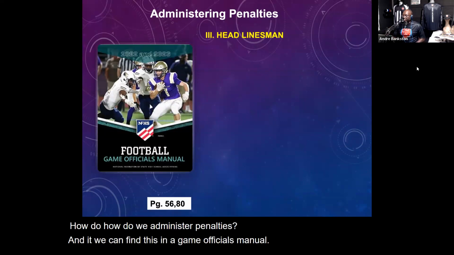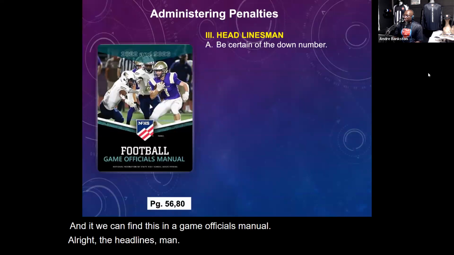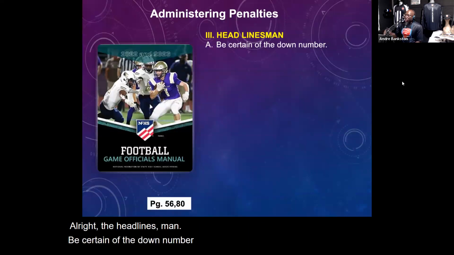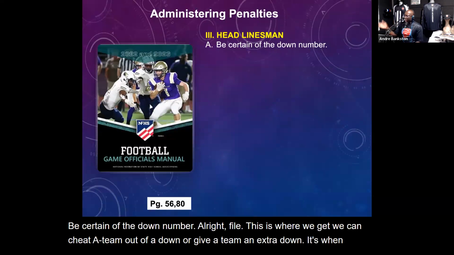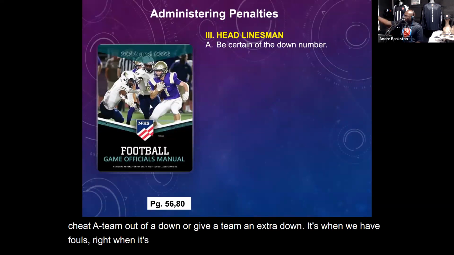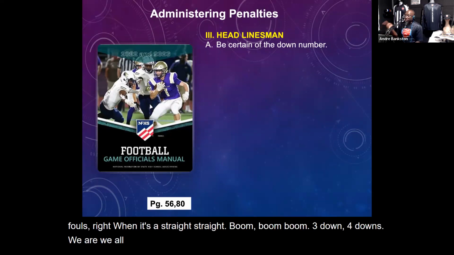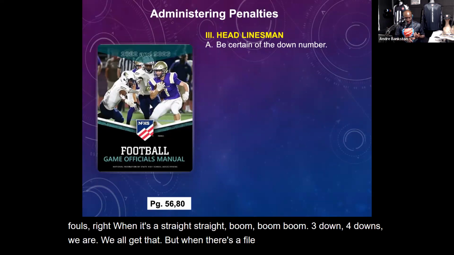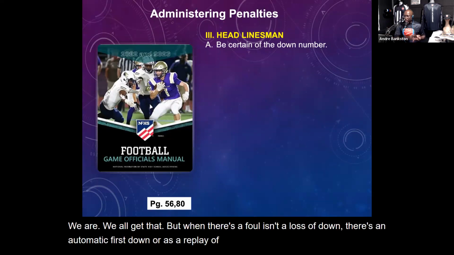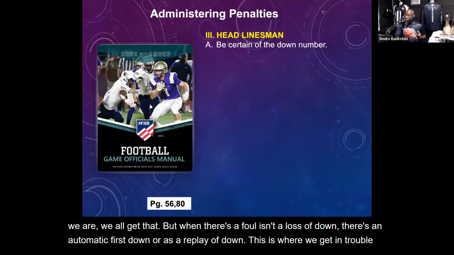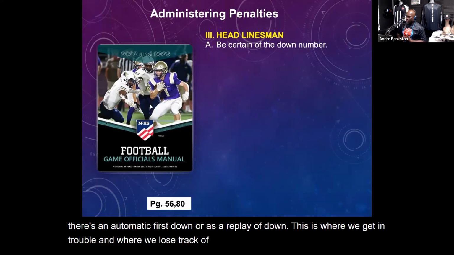All right. The head linesman: be certain of the down number. All right. Foul. This is where we can cheat a team out of a down or give a team an extra down. It's when we have fouls, right? When it's a straight boom, boom, boom, 3 downs, 4 downs, we all get that. But when there's a foul, is it a loss of down? Is it an automatic first down, or is it a replay of the down? This is where we get in trouble and where we lose track of downs when there's fouls, when there's penalties.